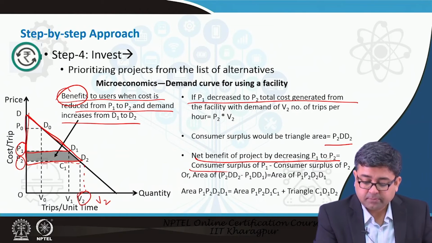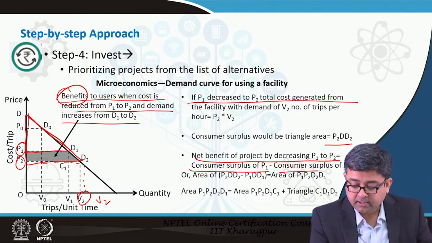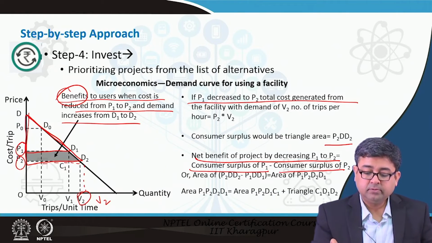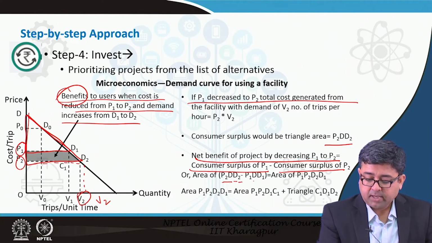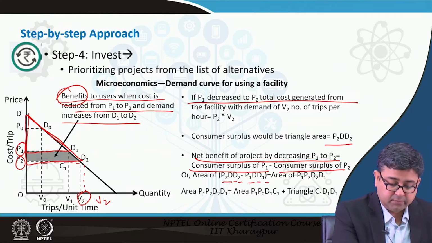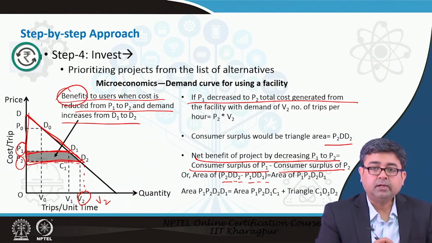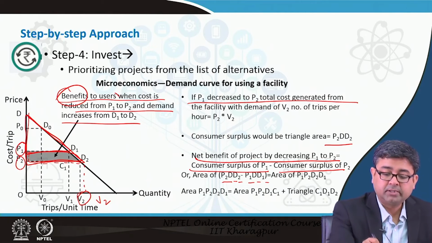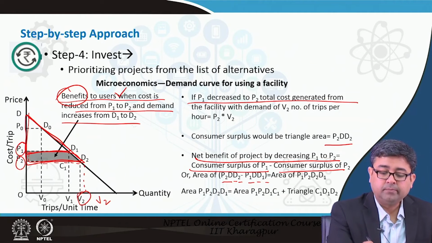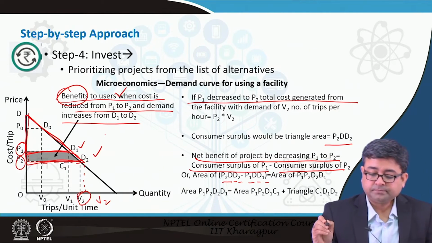It is the consumer surplus at P1 minus the consumer surplus at P2, or it is the area P2 D D2 minus P1 D D1, which gives you this shaded area. So, this grey shaded area gives you the benefits to users when the cost is reduced from P1 to P2, and the demand increases from D1 to D2.